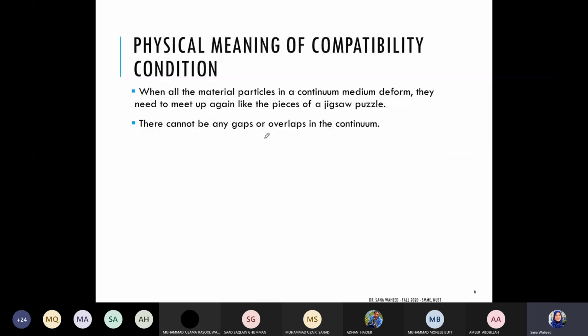Okay. And I had tried to explain to you the maths, that to get 3 unique strains out of 6, we need compatibility, but actually in simple language it's much more easy to understand. The point is basically it goes back to our basic assumption of the continuum. And if you recall in our first lecture, we discussed how we assume that in a continuum, there can be no gaps or overlaps in the continuum body. That means inside matter there cannot be any gap or overlap.